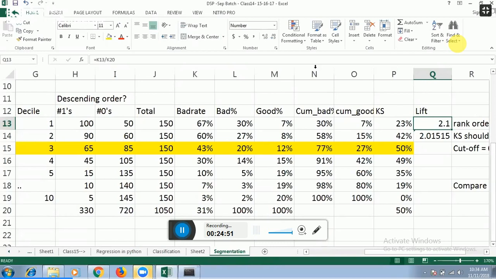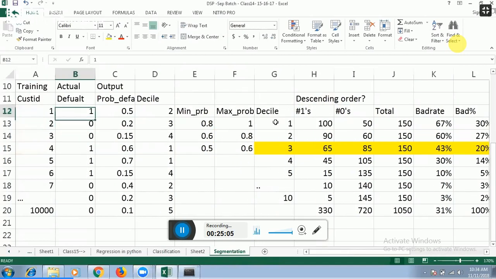Yes, Prarana. These ones and zeros are on the actual target variable, right? And I think this is the probability, what you also asked yesterday, right? I mentioned this clearly in the beginning itself. Customer ID is this, this is the data, this is my default, and this is my probability of default. Based on that, I calculate the deciles based on the probability. Okay, thanks, Chandra.